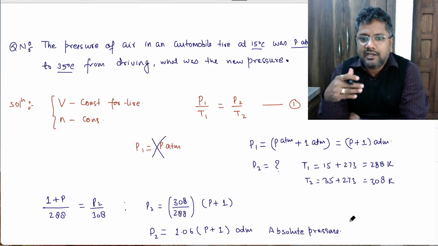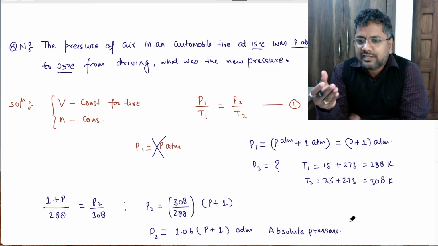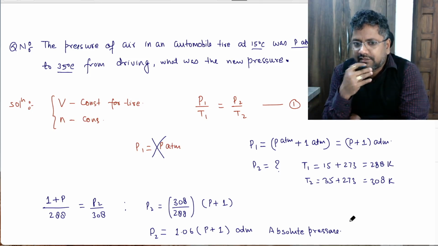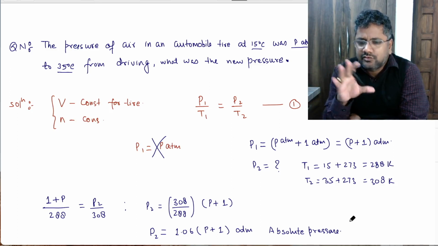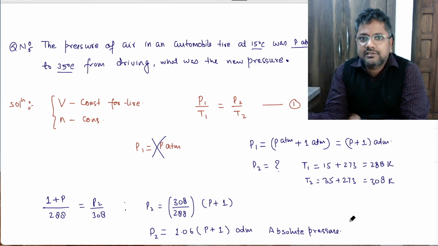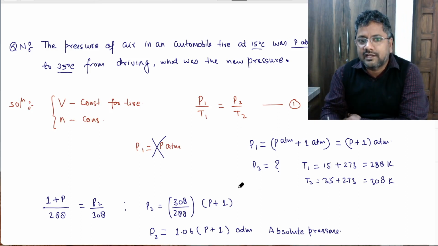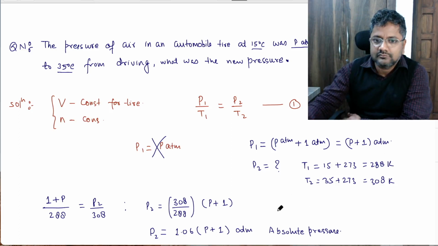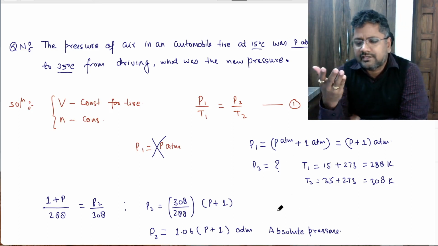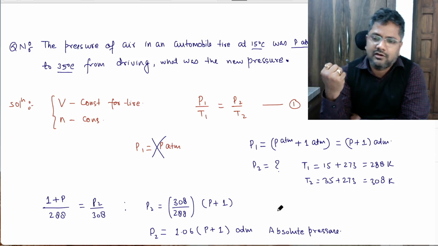And if you want to find out the gauge pressure, then you have to subtract that 1 atm, and then you will get the gauge pressure. So every time you have to be clear in your mind that when you are taking the tire pressure, gauge pressure and absolute pressure are both different, right? So here I have taken absolute pressure and calculated the absolute pressure. Okay, and if the examiner wants, then you can calculate the gauge pressure, right?